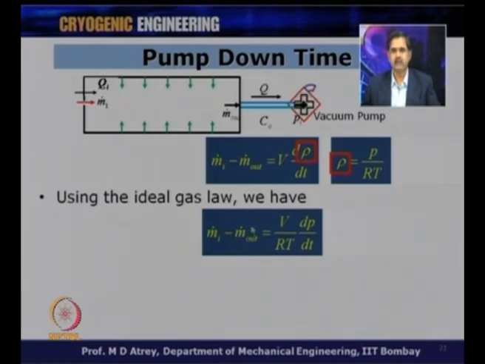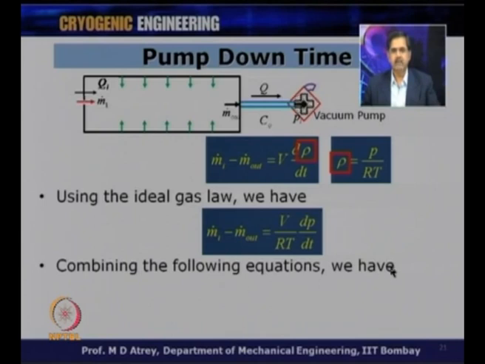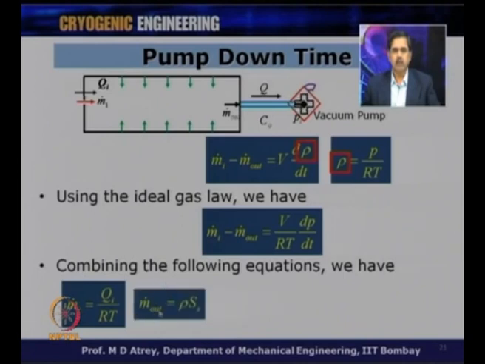So, m dot i minus m dot out is equal to V upon RT, RT being constant is coming out of this, and what we get is the dP by dt. We get an expression for dP by dt now. Combining the following equations now, we know that m dot i is equal to Qi upon RT. We know m dot out is equal to rho into Ss. This is what we have seen earlier. Put those values over here.